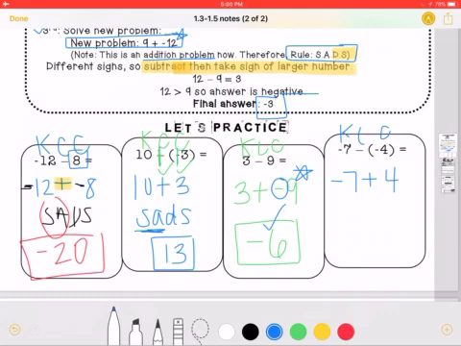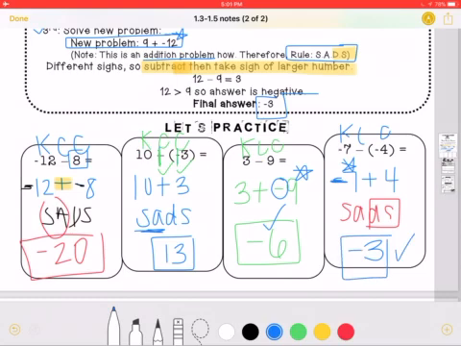Now I have addition, so I'm thinking of SADS. They have different signs, so I know I should have subtracted. 7 minus 4 is 3. I take the sign of the larger number, which is 7. So my answer should be negative. You got a -3. Good job.